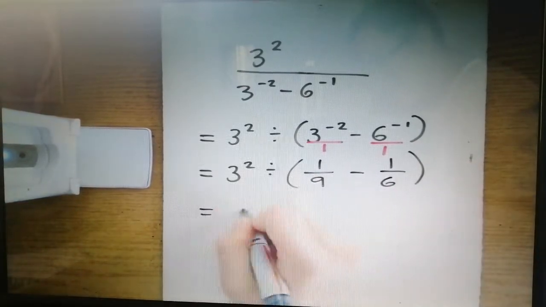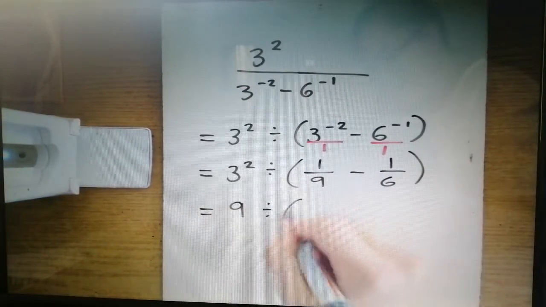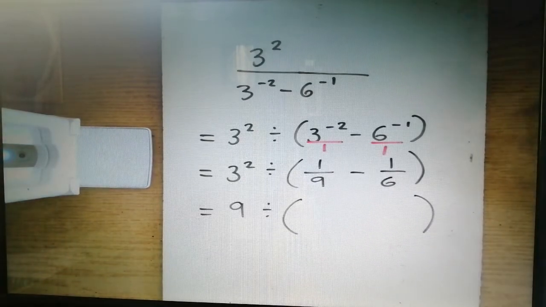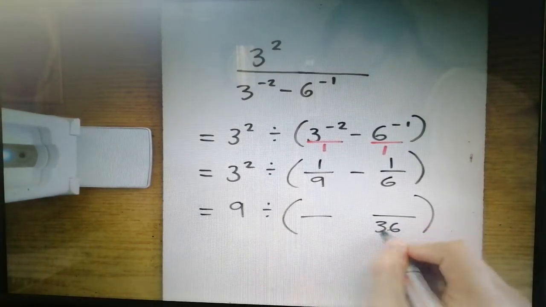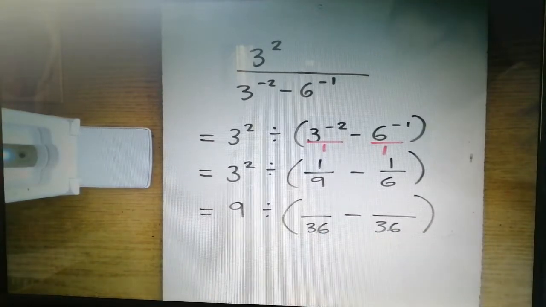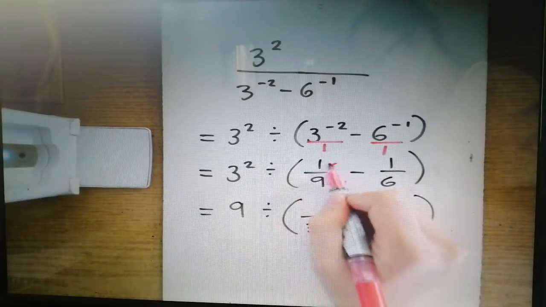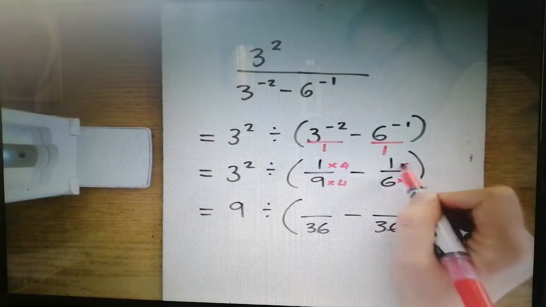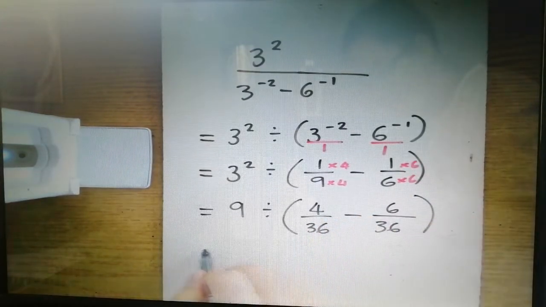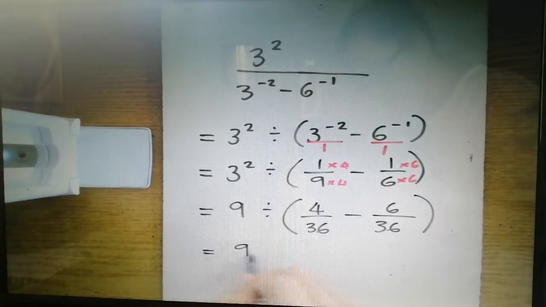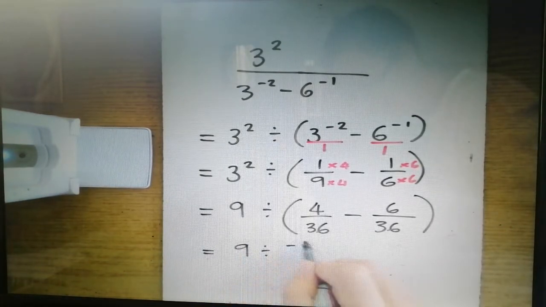When I'm subtracting fractions, what happens? I need the same denominator. What denominator am I going to choose? What goes into 6 and 9? 9, 18, 27, 36. 36, because I can times this by 4 and I can times this by 6. And I end up with 4 minus 6 over 36, which is simply 9 divided by negative 2 over 36.